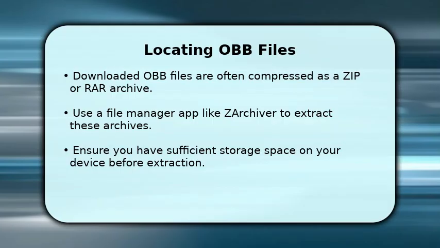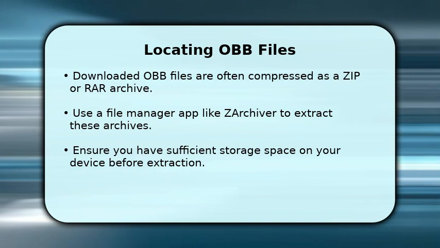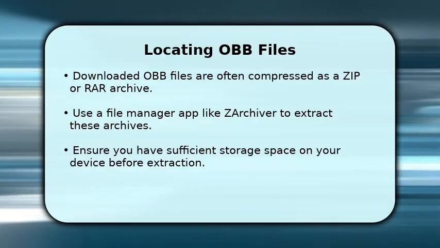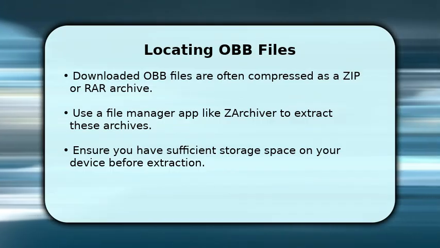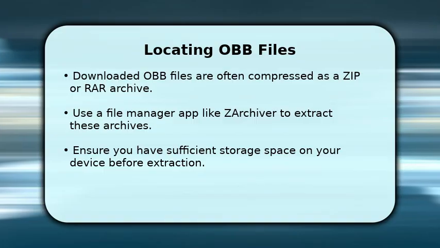First, you'll need to locate your OBB file, which is usually downloaded as a compressed zip or RAR archive. You'll need a file manager application, such as ZArchiver, to extract its contents. Make sure to grant the file manager all necessary storage permissions. Once extracted, you'll find a folder containing the actual OBB file, ready for the next step.